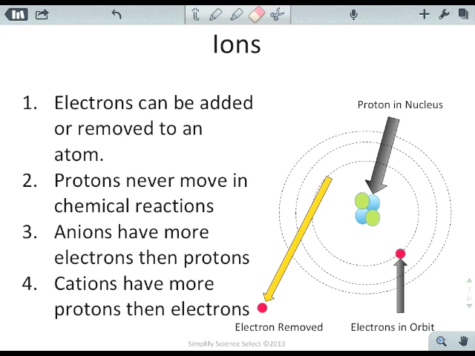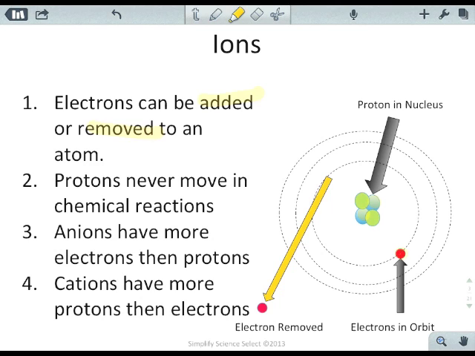The first thing, electrons can be added or removed to an atom. So an atom can either gain an electron or lose an electron. In this case, if you look over here, we see that we have our nucleus in the middle, and then we see that we have our electrons. And we see that an electron has been removed here. What this is going to do is create an imbalance, meaning if we look here, we have 1, 2 protons, and now we only have 1 electron. So it's created an imbalance in the charge.